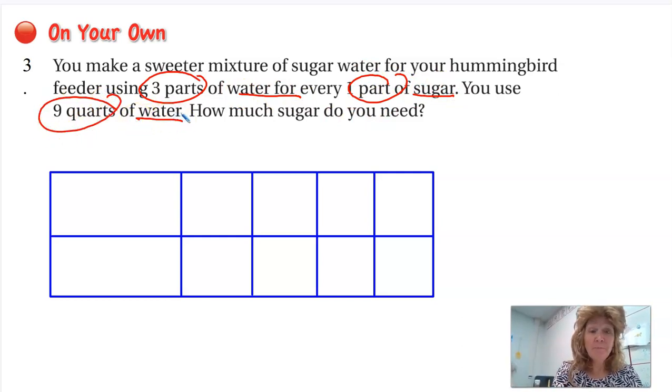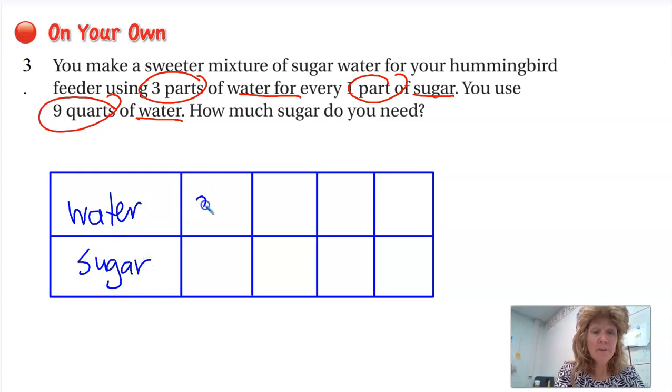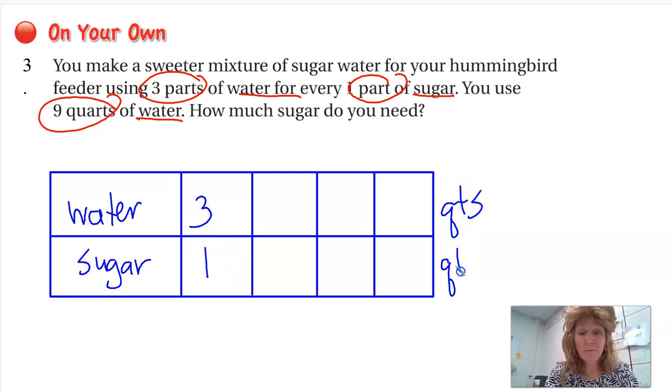So here's what I'm going to do. This is my water. Oh, let me put that in blue. Okay, this is my water. This is my sugar. And now I'm putting 3 parts of water and 1 part of sugar. But now it told me the measurement is in quarts. So I'm going to put quarts here, QT. Okay, this time I have the amount of water as 9 quarts. So the thing that I'm trying to figure out is how much sugar now do I need.